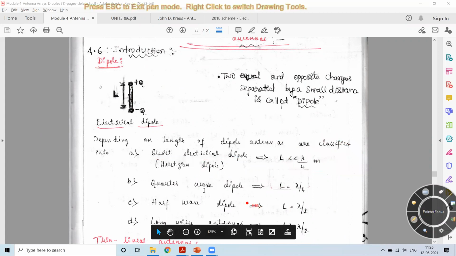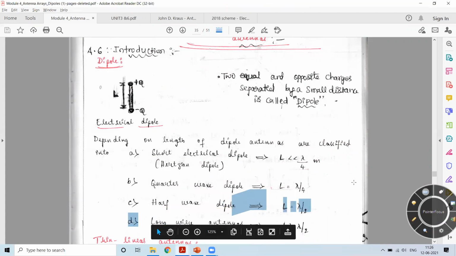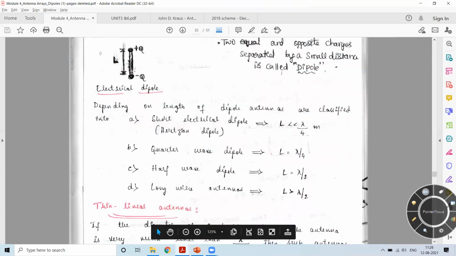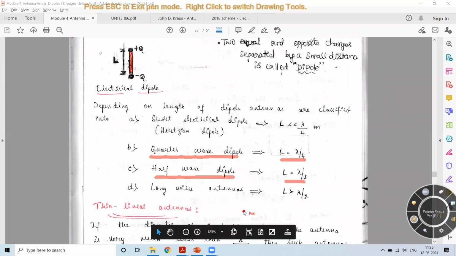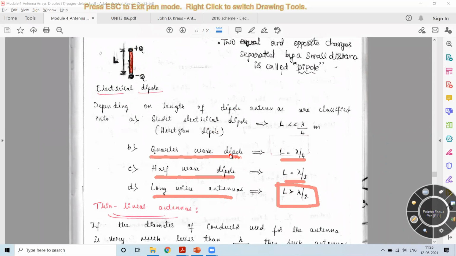Next, we can have the quarter wave dipole and the half wave dipole. All these specifications are based on the length of the dipole. If the length is lambda by 4, we specify it as a quarter wave dipole. If it is equal to lambda by 2, we specify it as a half wave dipole, and so on. Then we can have another classification as long wire dipole: if the length is greater than lambda by 2, we classify the dipole as a long wire dipole.